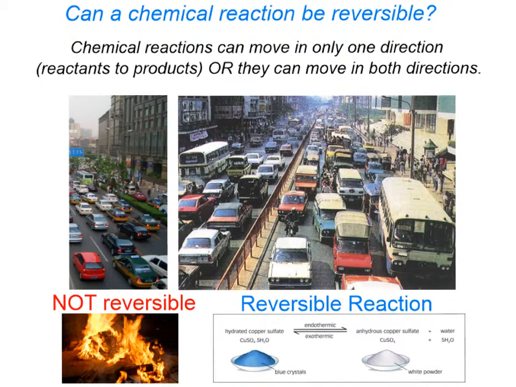Or we can have a chemical reaction that can move in both directions, like this traffic. We call that, if it can move in both directions, a reversible reaction. Here's an example of a reversible reaction. It can proceed this direction, or it can proceed in the reverse direction. A reversible reaction is designated by the arrows going both this way and in the other direction.